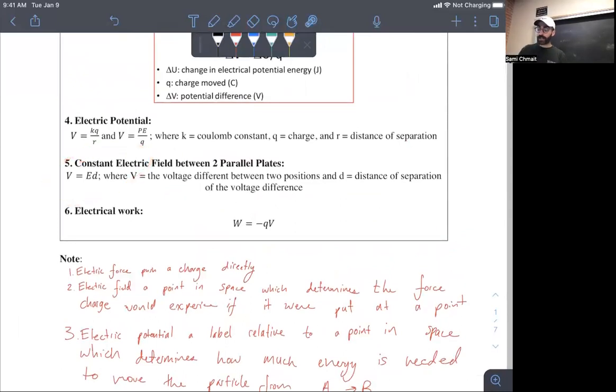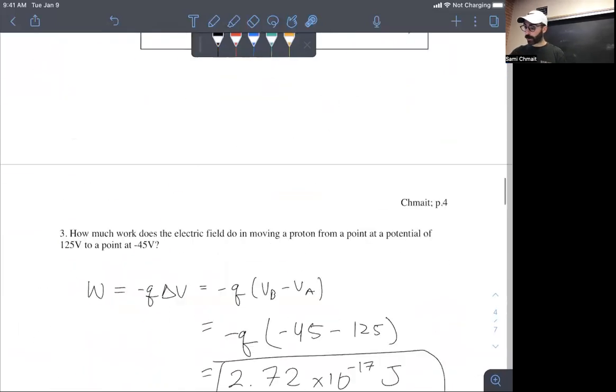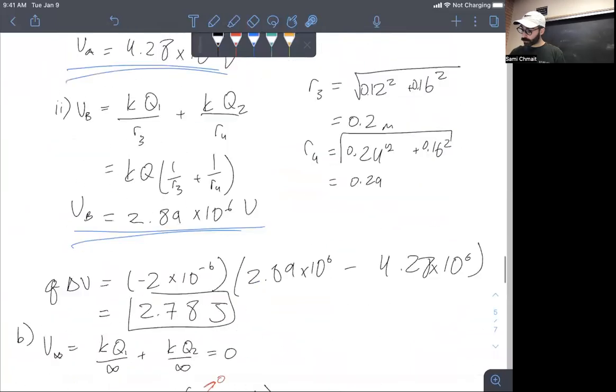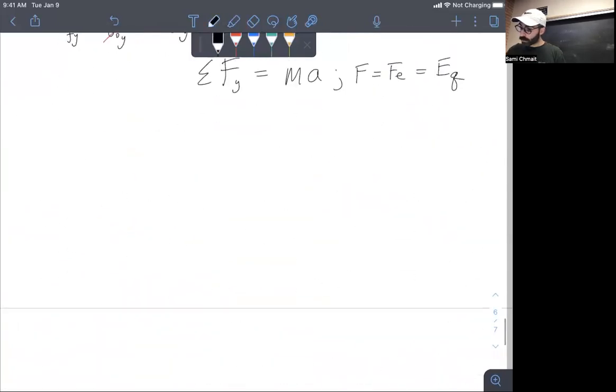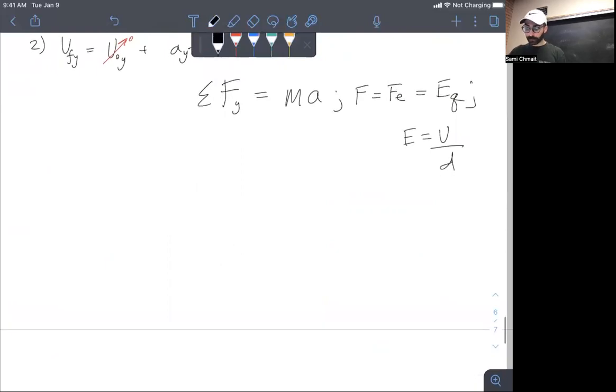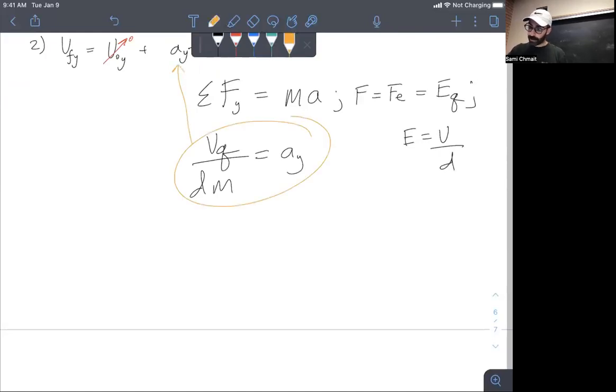But we're going to have to rearrange it to get E on one side and get the voltage embedded inside. So we're going to rearrange that equation to E equals V over D. So when we plug everything in here, we'll see that, here we go. It'll be V Q over D, divide both sides by the mass, equals acceleration in the y direction. We now have one thing we can plug in right here.